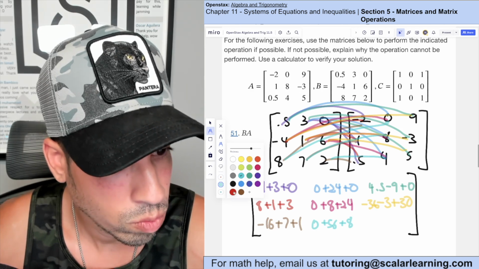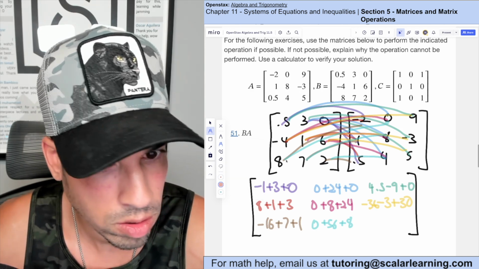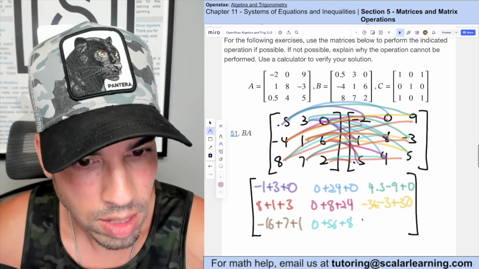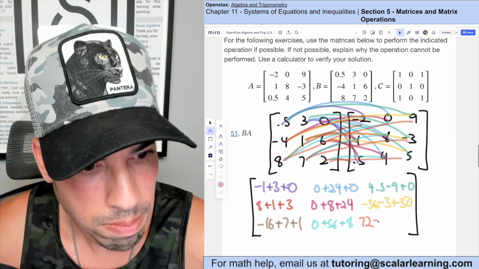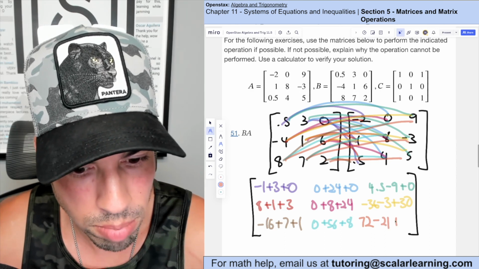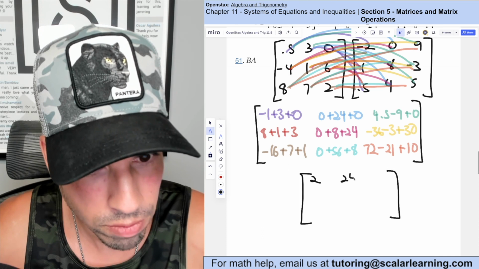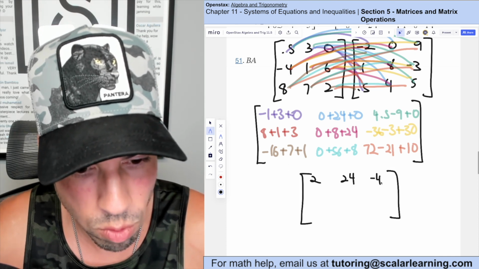And last one, let's go with this color. 8 times 9 plus 7 times negative 3 plus 2 times 5. That is 72 minus 21 plus 10. So we got negative 1 plus 3 is 2. That is 24. This is going to be negative 4.5.